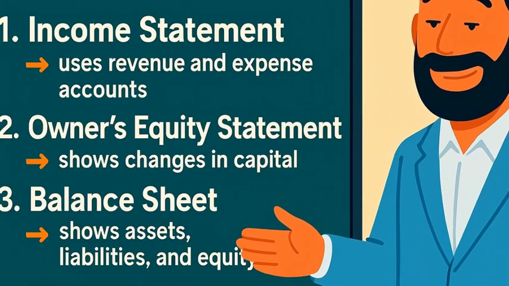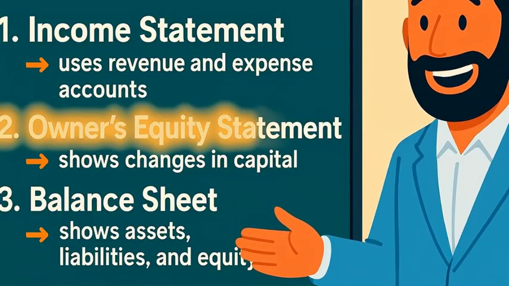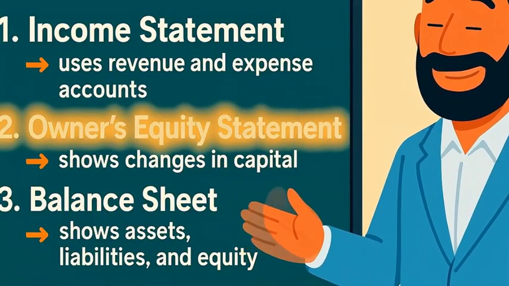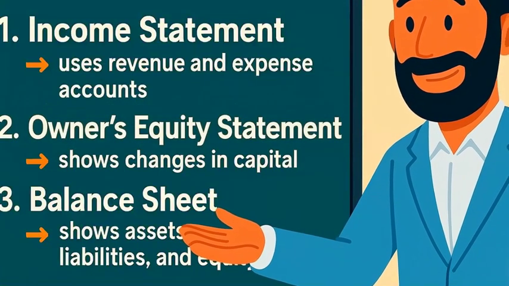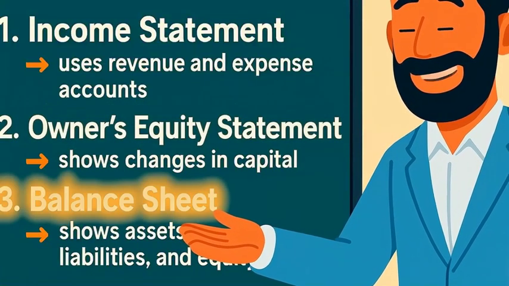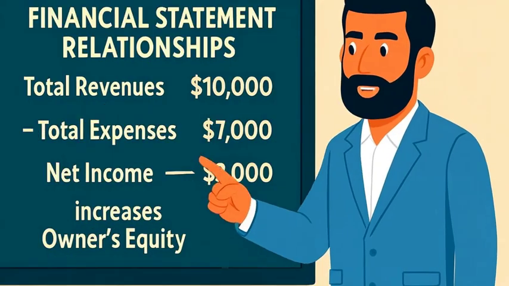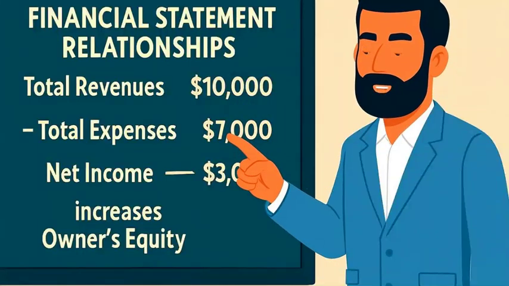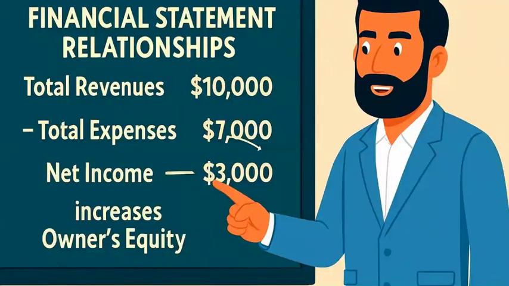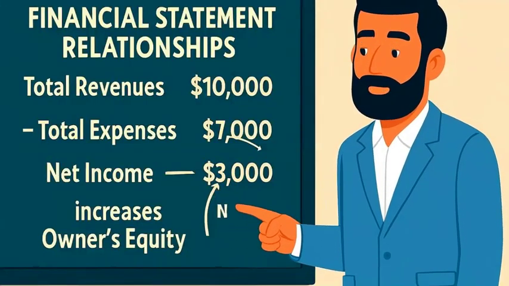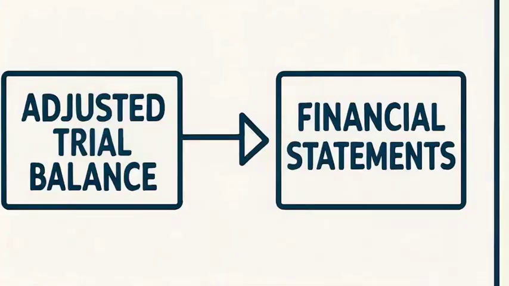Steps: 1. Income statement. Uses revenue and expense accounts. 2. Owner's equity statement. Shows changes in capital. 3. Balance sheet. Shows assets, liabilities, and equity. Example: if total revenues are $10,000 and total expenses are $7,000, the net income is $3,000, which increases owner's equity.